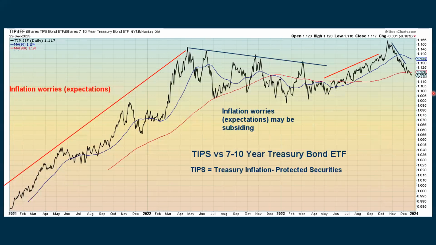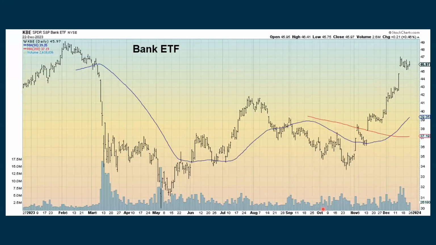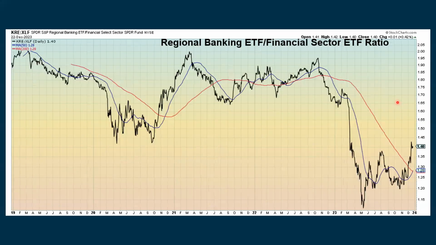We're also seeing that same thing as we've been coming down since about the middle part of October with inflation worries when we compare TIPS with 7 to 10-year Treasury bonds. And then we look at a ratio between the QQQs and the diamonds, and it's showing that they're kind of going in the same direction at the same time. The bank ETF is showing a lot of improvement, in fact, enough to generate a golden cross recently. And then we look at regional banks and do a ratio with the financial sector, and we're starting to see a golden cross here as we're seeing more improvement in those areas.